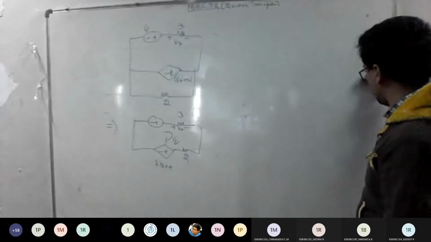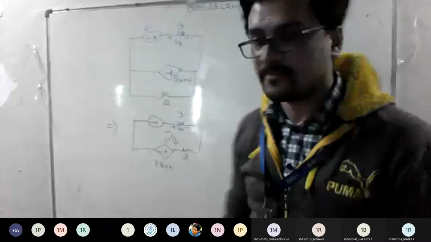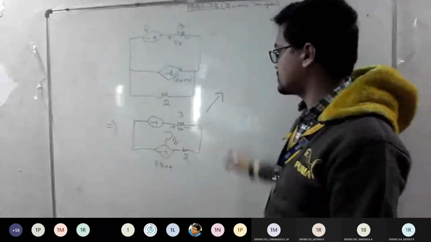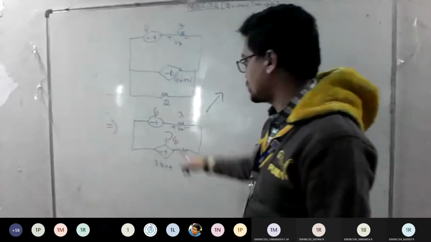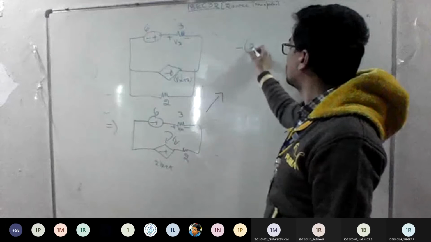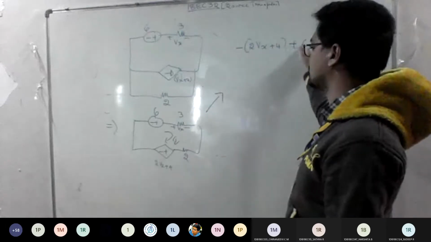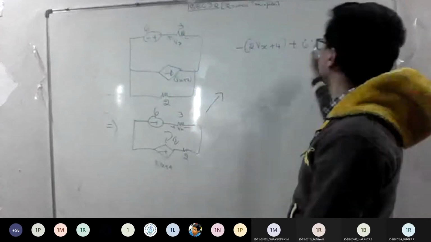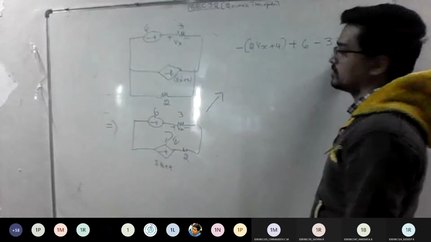See, if you won't write step by step, you won't get full marks. Try to follow the steps clearly here. So just try to wind this up, make it fast, and get the answer. This is 6 volts. So I'm going clockwise. Plus 2, minus means minus (2Vx plus 4). Then minus 2, plus is plus 6. Then again minus 3I equal to 0. What's the answer?